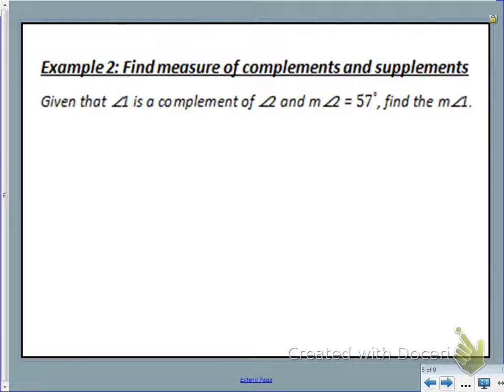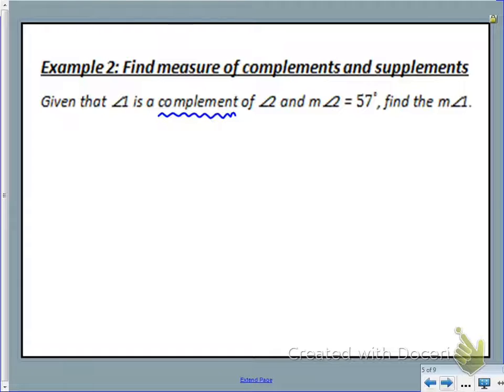Example 2 says to find the measure of complements and supplements. Well, we're given that angle 1 is a complement of angle 2. This is a really important word, and it's going to tell us what to do. So we want to pay attention to our key vocabulary in our problems. That's really important in geometry. So angle 1 is a complement of angle 2. Angle 2 is 57 degrees. We need to find angle 1.